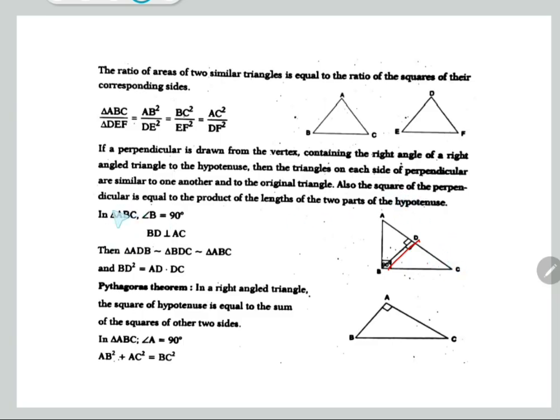Now, in triangle ABC, angle B is 90 degrees, and BD is perpendicular to AC. Then triangle ADB is similar to BDC, which is similar to the original triangle ABC, and BD square is equal to AD into DC.